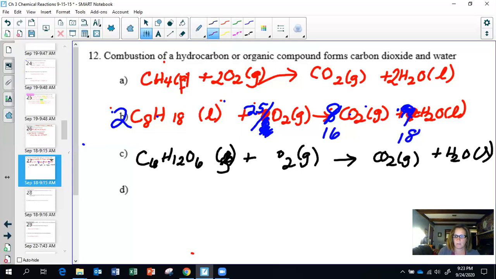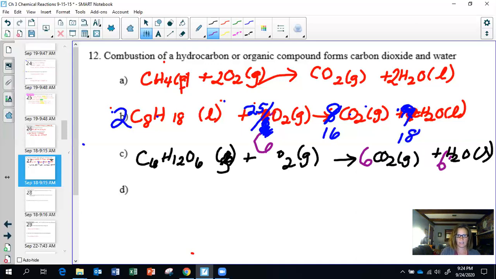And this one is a little bit easier to balance. We've got 6 CO2, we have 6 water, and then we have a total of 12 and 6, 18 oxygen. On the right, we already have 6 over here on the left, so we need 6 O2 to balance that.